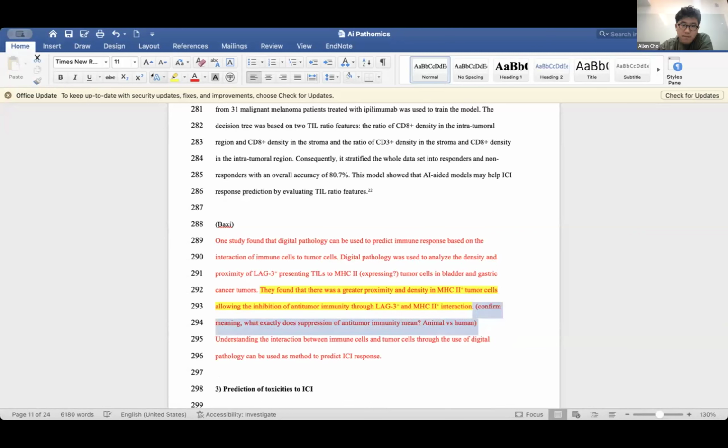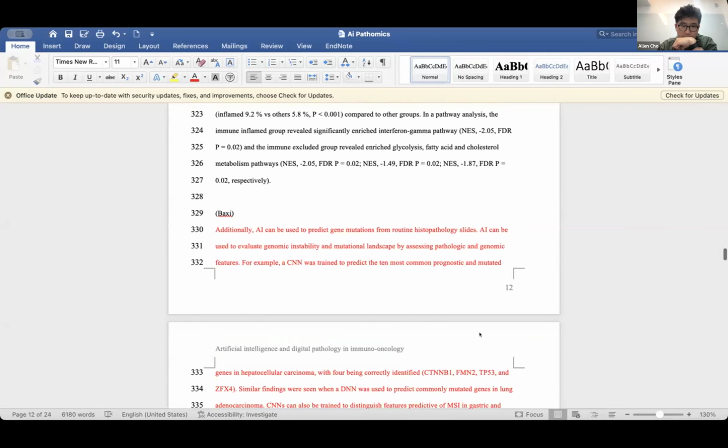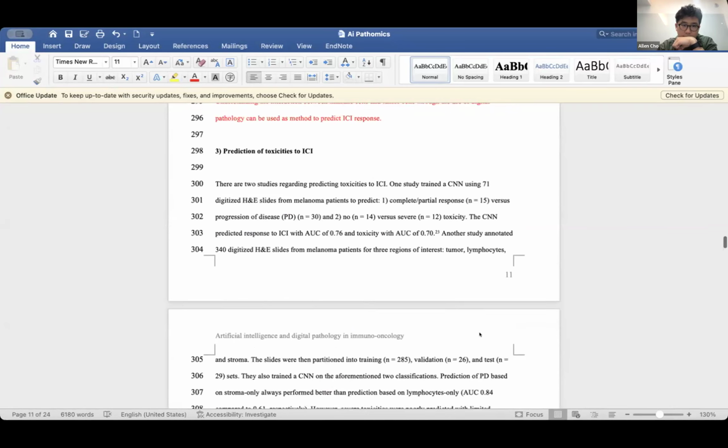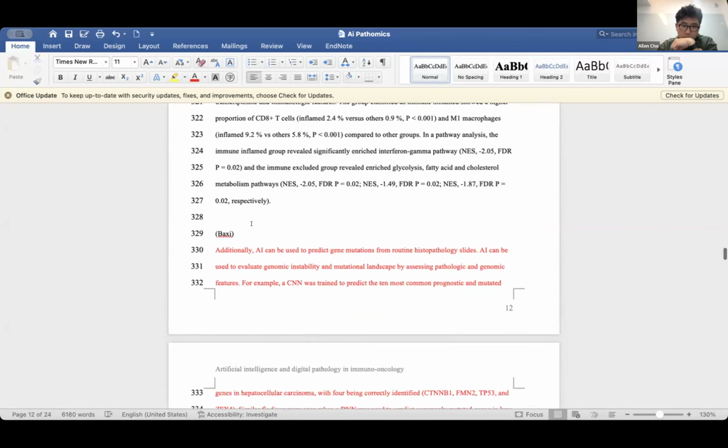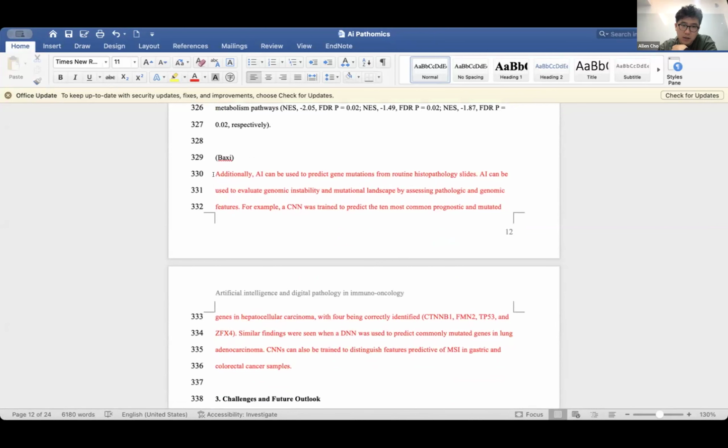Make sure that the readers understand what the study looked at, what the exact outcome is, and how you derive a conclusion from the data. It has to be stepwise. Okay. I'll need some more information about that part. And then the next part is prediction of toxicities, and then it explores cancer biology.